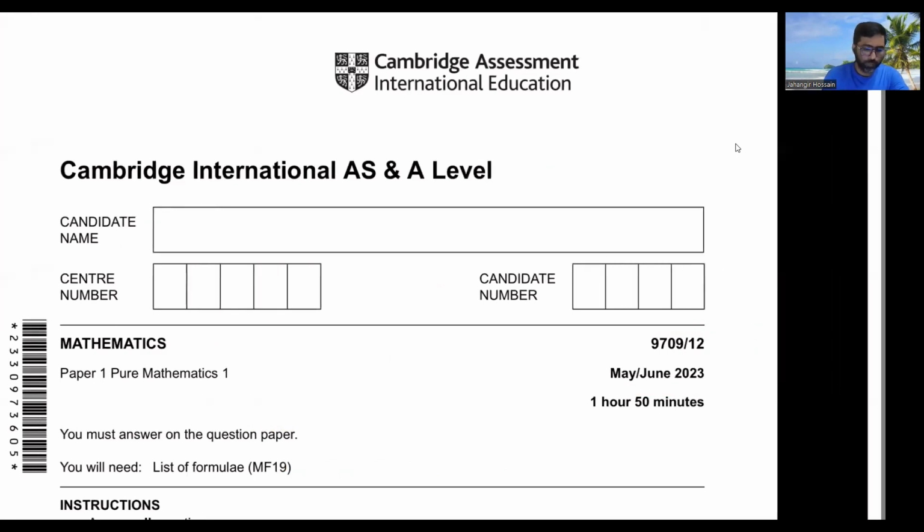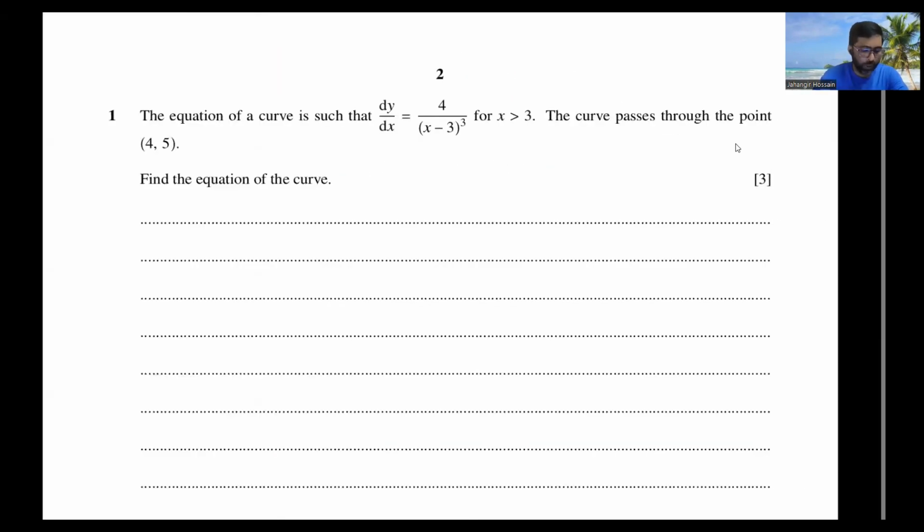So that's P1. And in question 1, the equation of the curve is given such that dy by dx equals 4 by (x minus 3) whole cube, for x greater than 3. The curve passes through the point (4, 5). Find the equation of the curve. Here we have the gradient of the curve. Now we have to find the equation of the curve.